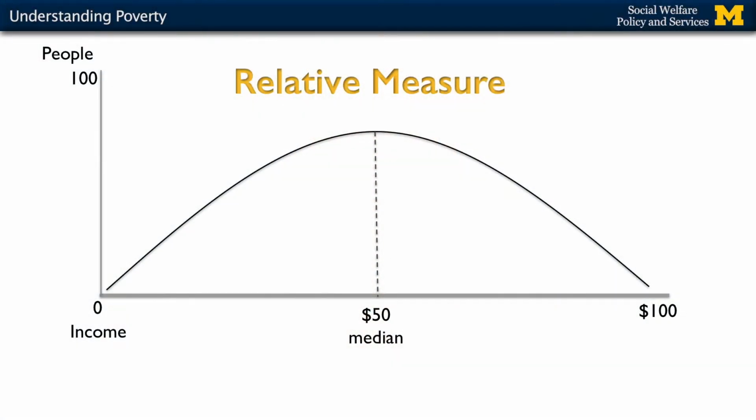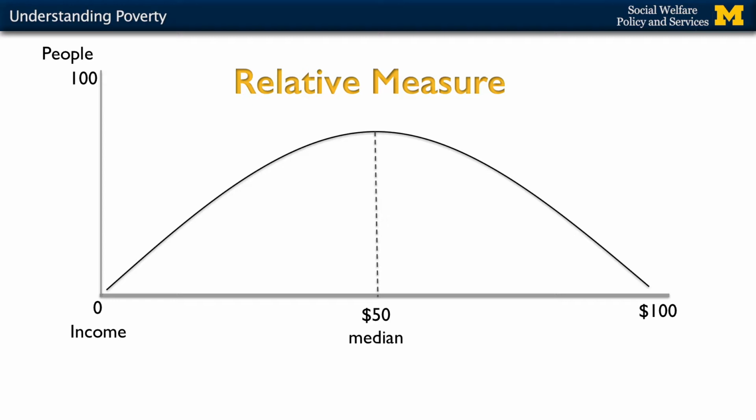A relative measure of poverty is a little bit less straightforward to talk about, so let's walk through it a little slowly using a hypothetical example. What's shown here on this graph is a hypothetical country's income distribution. Let's say in this country, households have income ranging all the way from nothing, zero, up to $100. And this is shown on the x-axis, or the horizontal line of this graph.